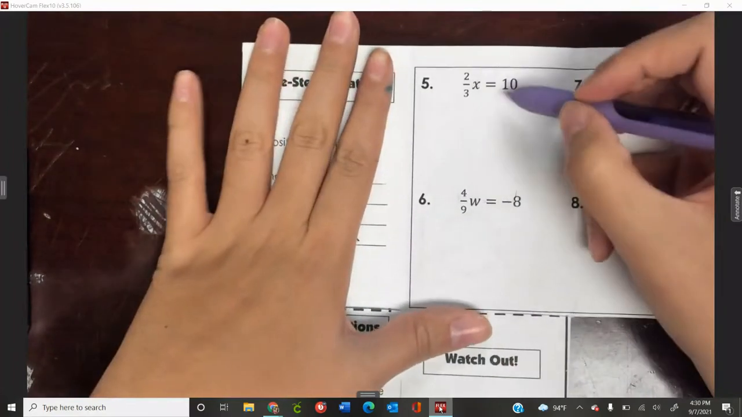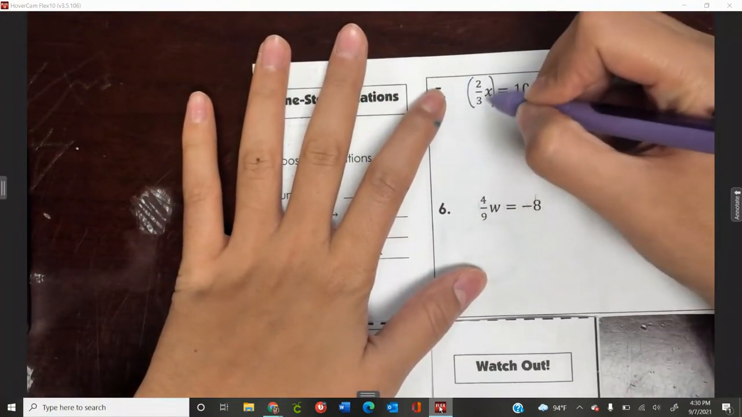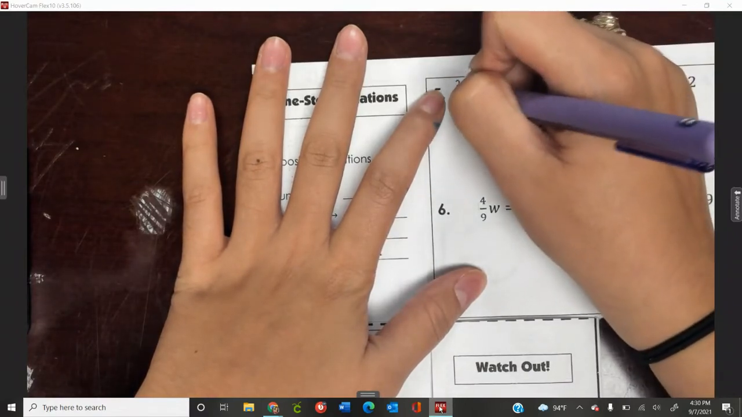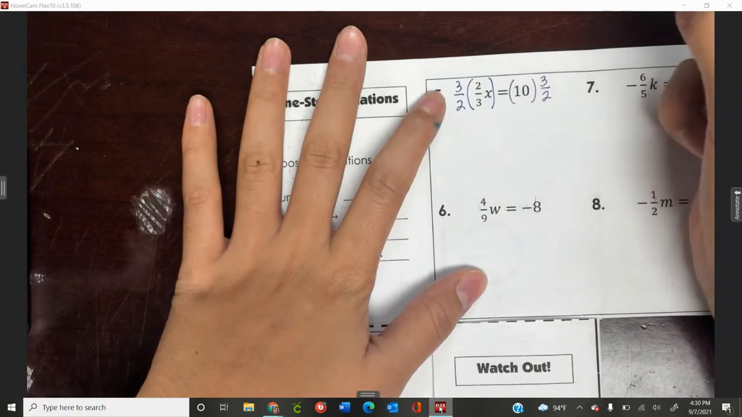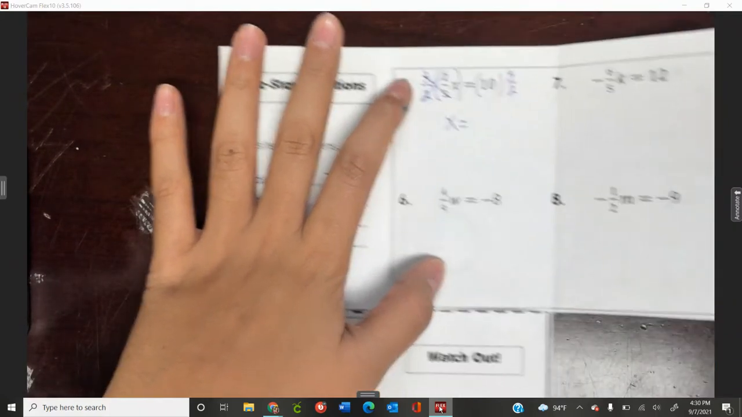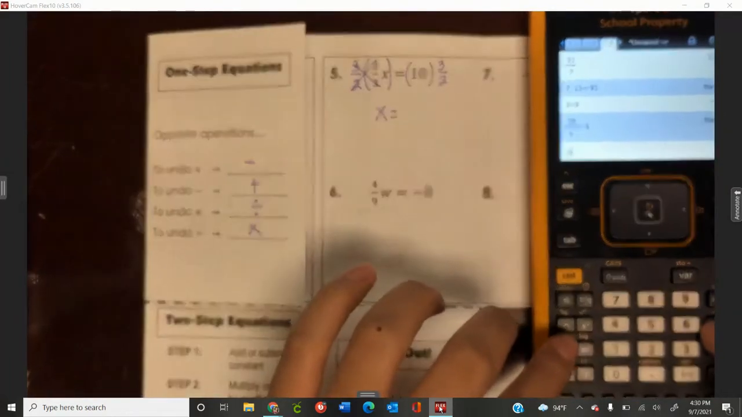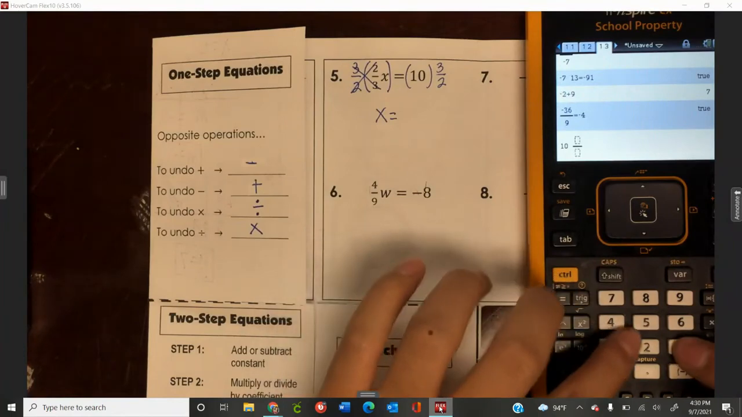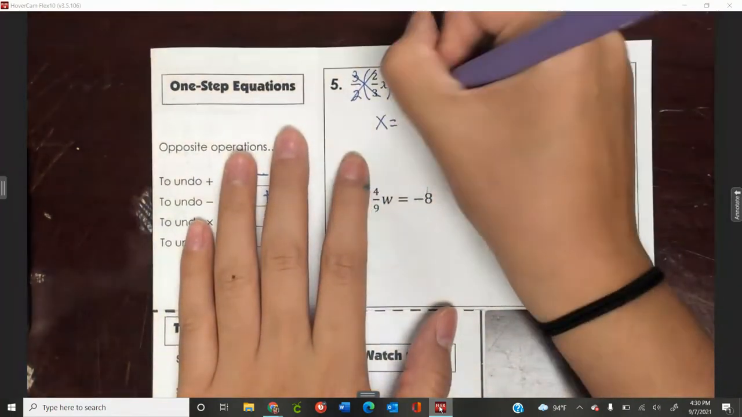So looking at a few examples, we have number 5. We have 2 over 3x equals 10. So to get rid of my fraction, I'm going to multiply by the reciprocal, which would be 3 over 2 on both sides. Because remember, what you do to one side, you have to do to the other. So here this cancels out. I'm left with x equals, and then my answer is going to be 10 times, control divide, 3 on top, 2 on the bottom. And here we get x equals 15.